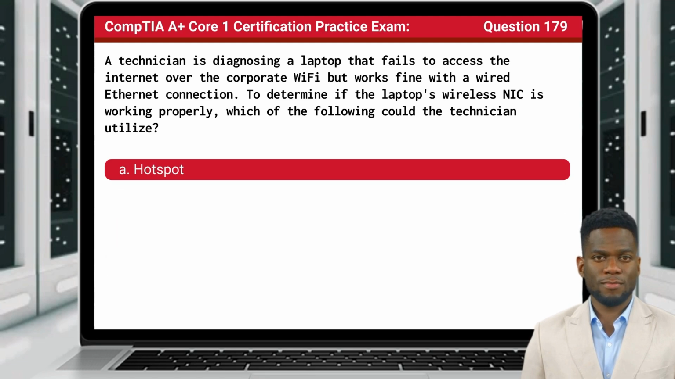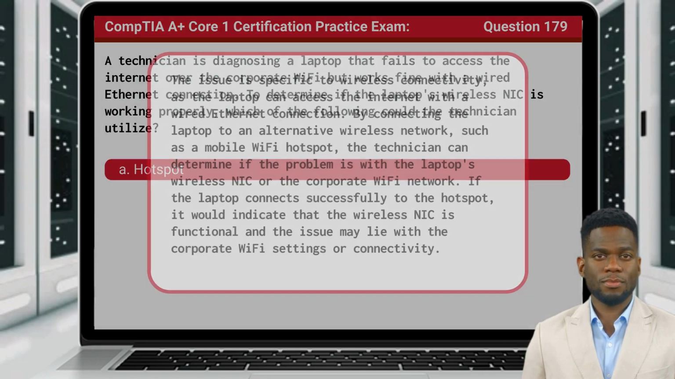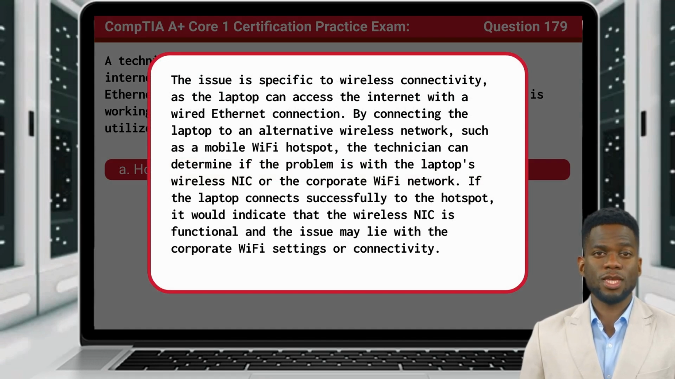The answer is A, hotspot. The issue is specific to wireless connectivity, as the laptop can access the internet with a wired Ethernet connection. By connecting the laptop to an alternative wireless network, such as a mobile Wi-Fi hotspot, the technician can determine if the problem is with the laptop's wireless NIC or the corporate Wi-Fi network. If the laptop connects successfully to the hotspot, it would indicate that the wireless NIC is functional and the issue may lie with the corporate Wi-Fi settings or connectivity.